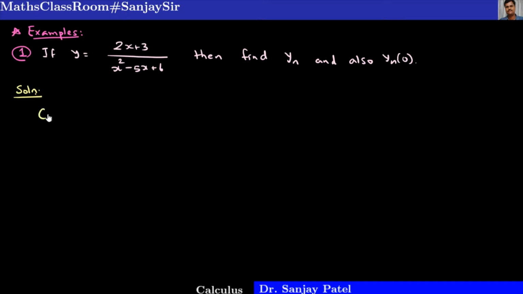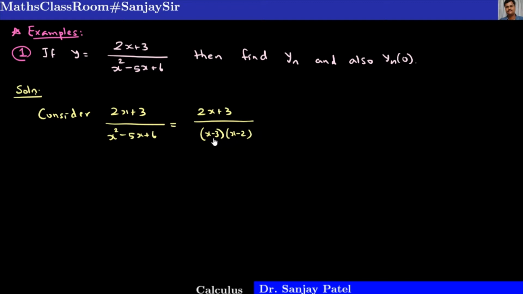We consider this rational expression (2x plus 3) upon (x square minus 5x plus 6). The first step is to factorize the denominator. Note that the degree of the numerator polynomial is 1 and the degree of the denominator polynomial is 2, so we can use the method of partial fractions here. First factorize this into linear factors: (x minus 3) into (x minus 2), it is very simple. 3 times 2 is 6 and minus 3 minus 2 is minus 5. This way you can factorize.